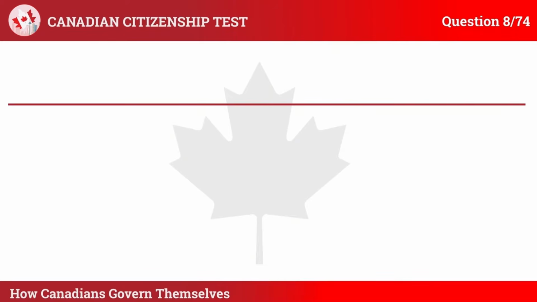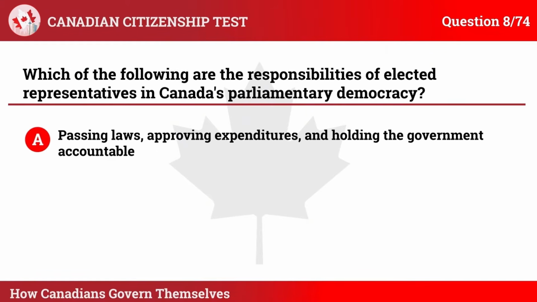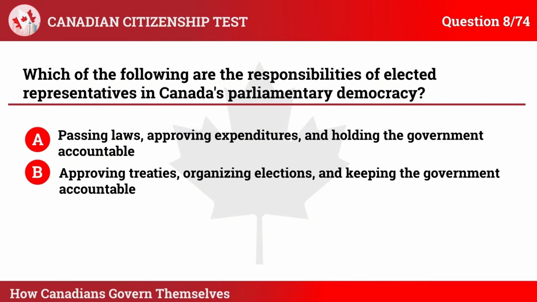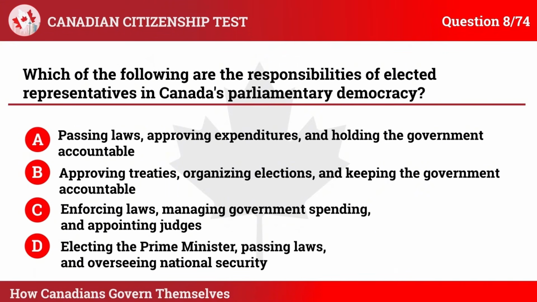Question 8. Which of the following are the responsibilities of elected representatives in Canada's parliamentary democracy? A. Passing laws, approving expenditures, and holding the government accountable. B. Approving treaties, organizing elections, and keeping the government accountable. C. Enforcing laws, managing government spending, and appointing judges. D. Electing the Prime Minister, passing laws, and overseeing national security.